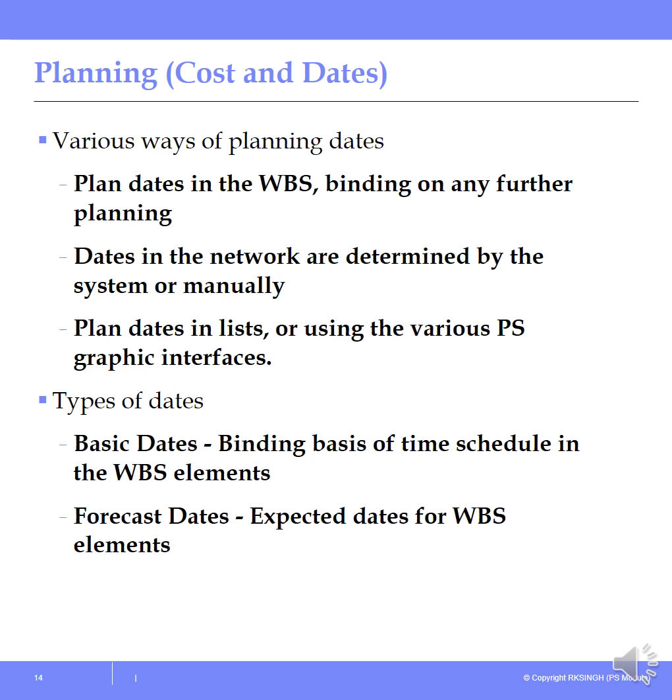Now we come to planning, cost and dates. These are the various ways of planning dates: plan dates in a WBS structure and plan dates in the activity. After assigning all the dates, the system will give you a graphical interface of activities. Types of date: the basic date, which is the baseline, with baseline start and baseline finish; the forecast date, which gives expected start and expected finish; and actual start and actual finish dates are also available in the system.